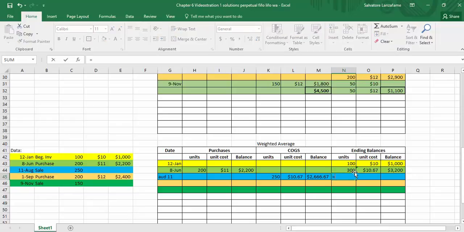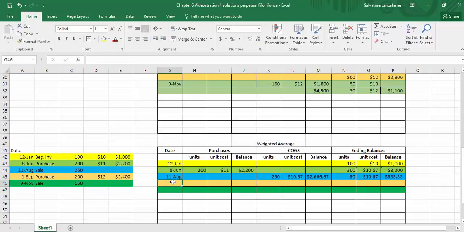So what do we have left in inventory? We only have 50 left. 300 minus the 250 we sold, we've got 50 left. Let me bring down this 10.67. So 50 units multiplied by that 10.67, and we've got $533.33 worth of inventory left. Let me fix my date. There we go.